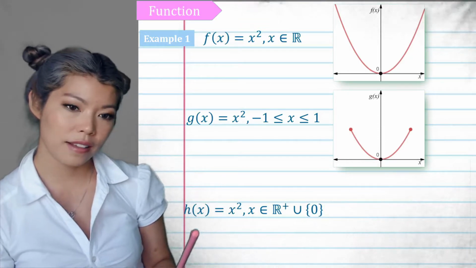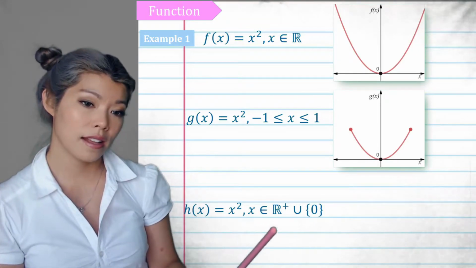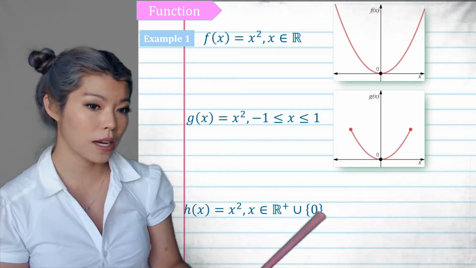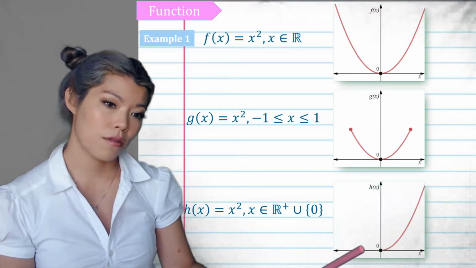And for h of x, our function has the x elements that are only positive, but including 0. That means our graph will look like that.